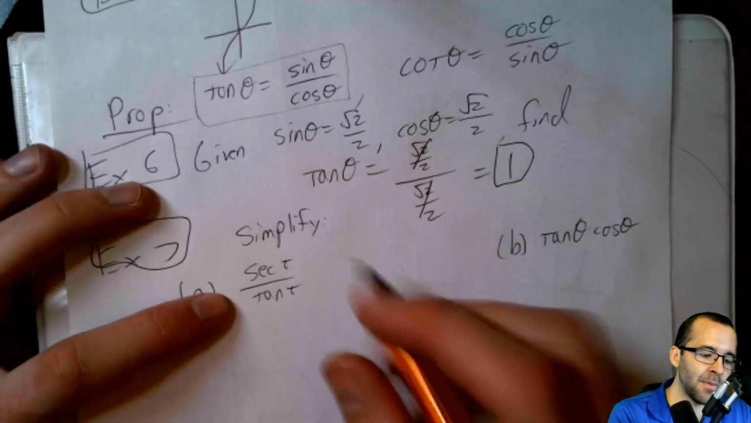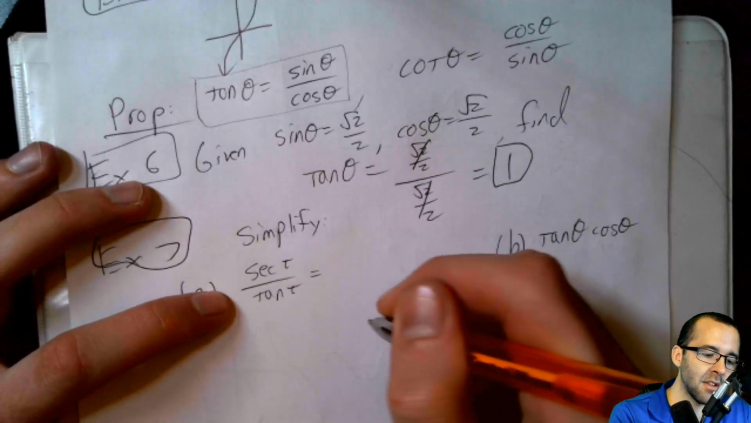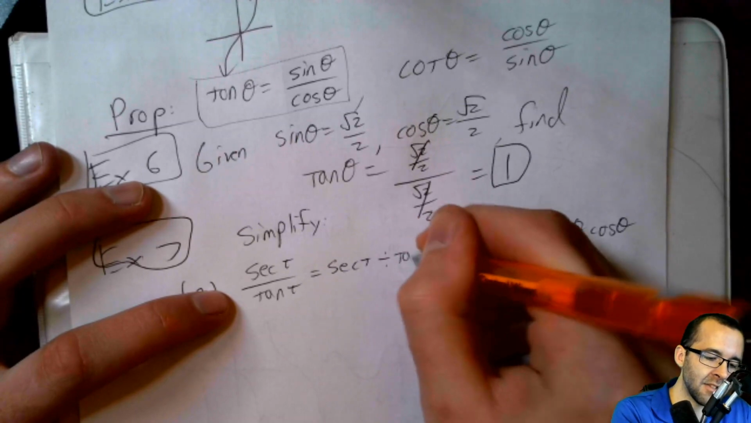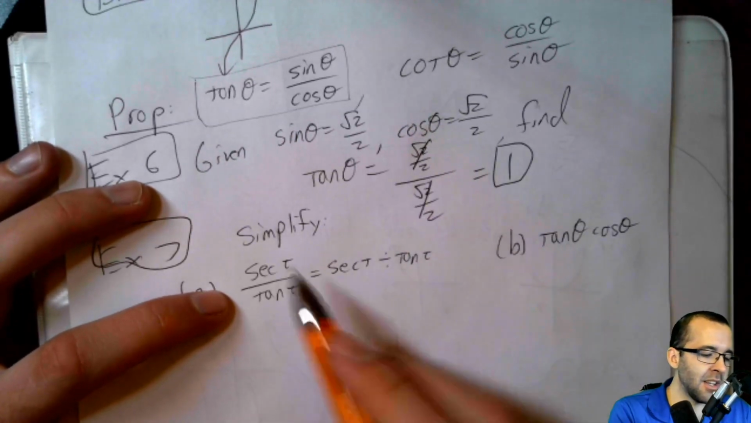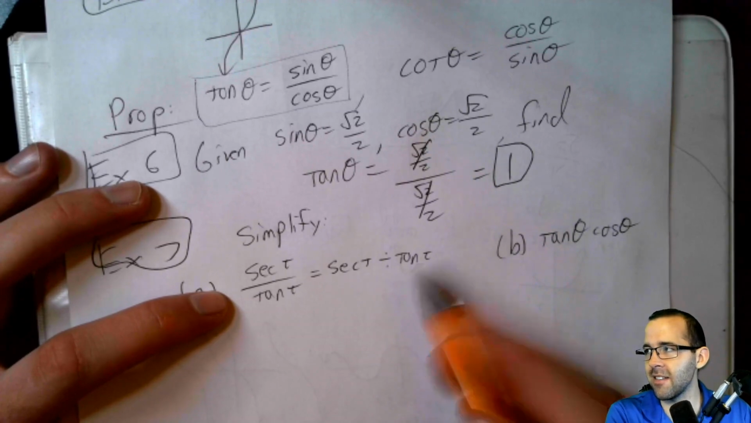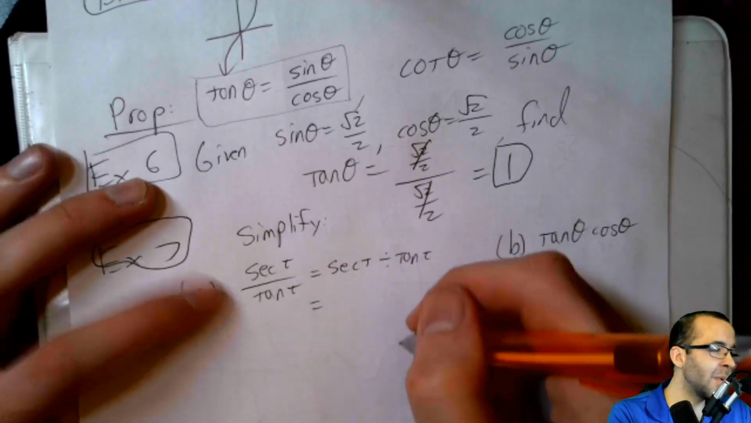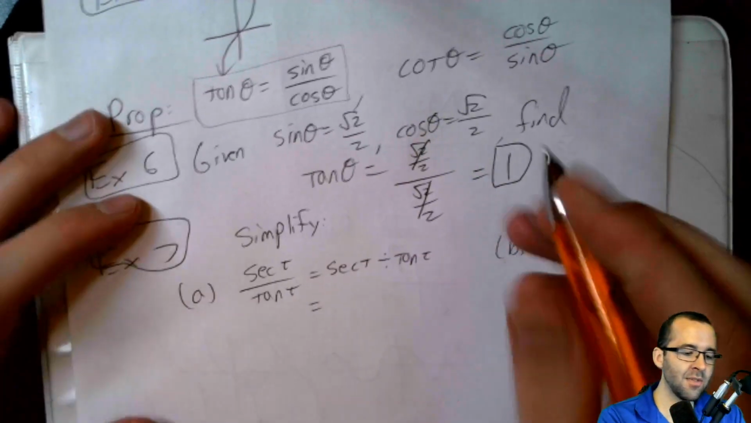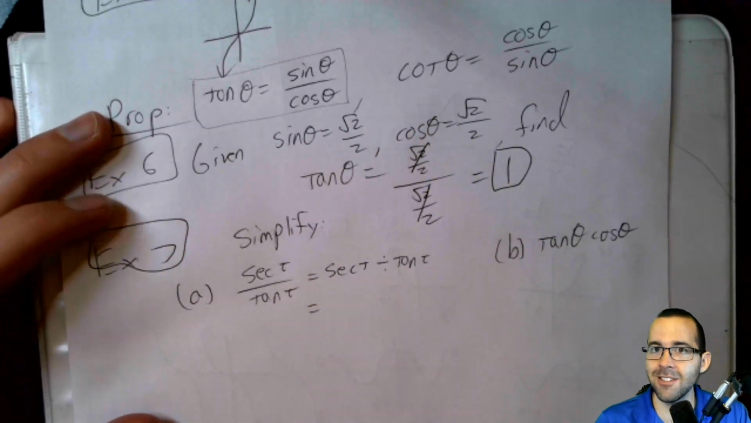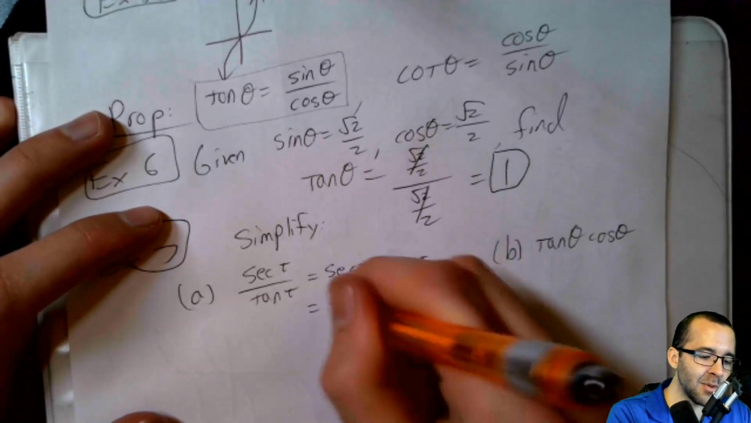Okay? So, first off, let's write this as secant of t divided by tangent of t, because I really don't like complex fractions. So let's get rid of the complex fractions. Okay? So what is secant of t? We want everything in sines and cosines. That is another way of rephrasing this. Put everything in sines and cosines and get some cancellation. Okay? Secant's 1 over cosine.